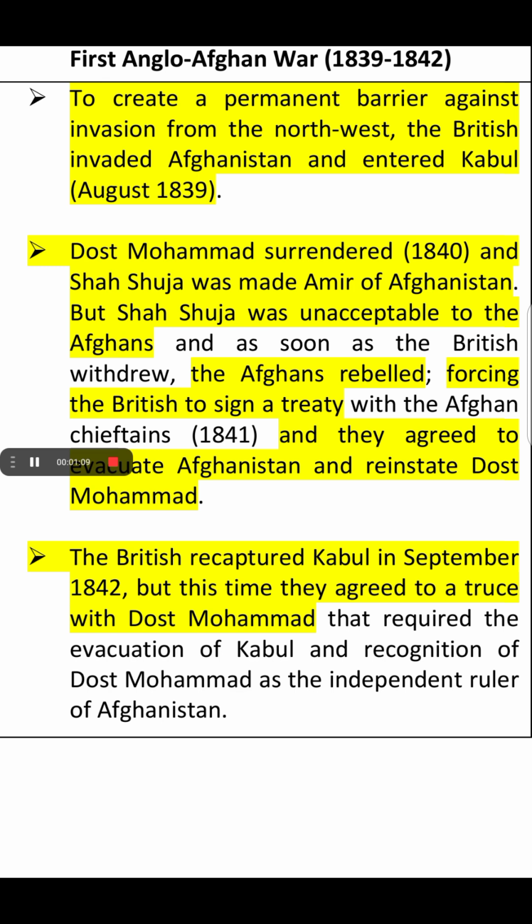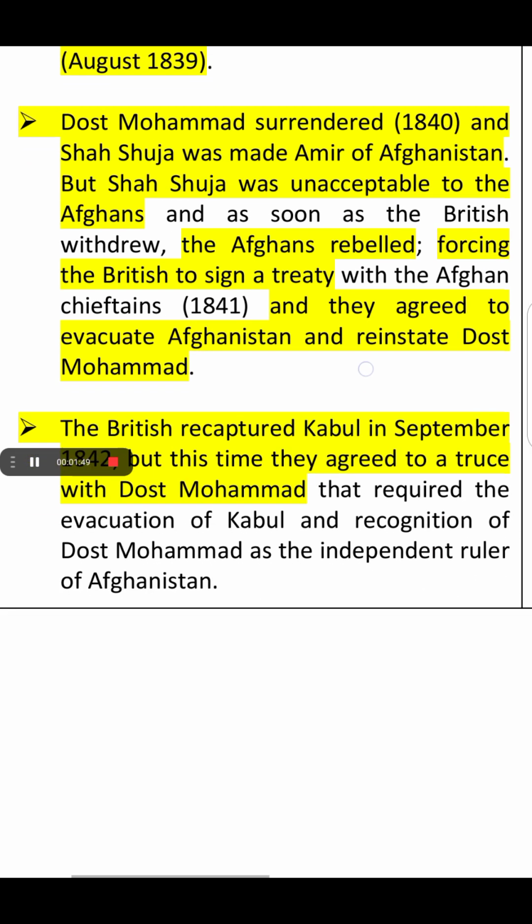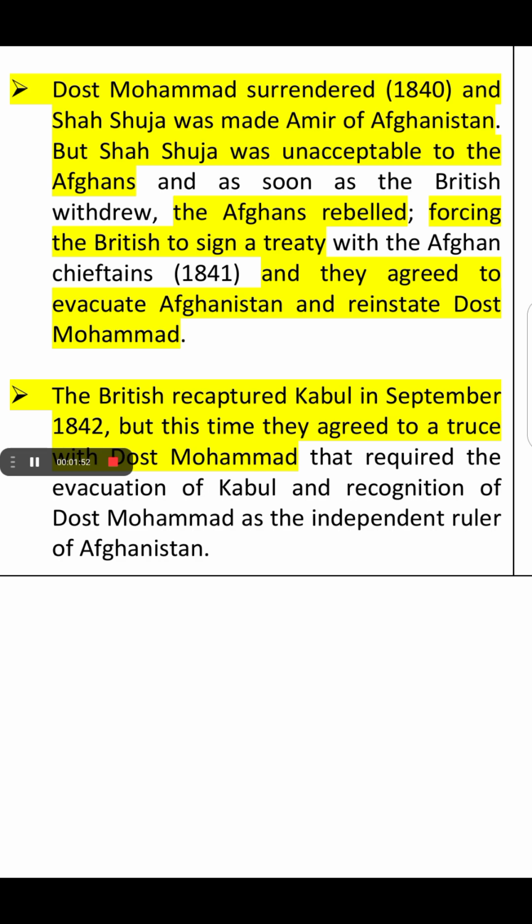So let's see. To create a permanent barrier against the invasion from the northwest, the British invaded Afghanistan and entered Kabul in August 1839. Dost Muhammad surrendered in 1840 and Shah Shuja was made the Amir of Afghanistan. But Shah Shuja was unacceptable to the Afghans, and as soon as the British withdrew, the Afghans rebelled, forcing the British to sign a treaty with Afghan chieftains in 1841, and they agreed to evacuate Afghanistan and reinstate Dost Muhammad.